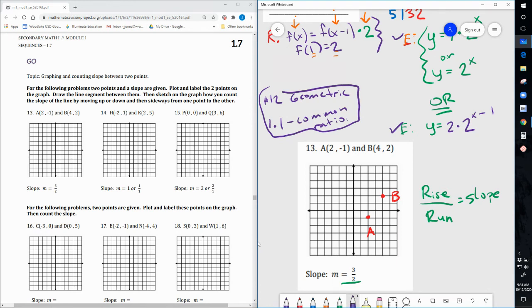So in purple, you're just going to show 1, 2, 3. There's my 3. 1, 2. There's my 2. And they're both going in the positive direction. So my rise is 3 and my run is 2. And you're just basically showing that on the graph. So something like what I just did.